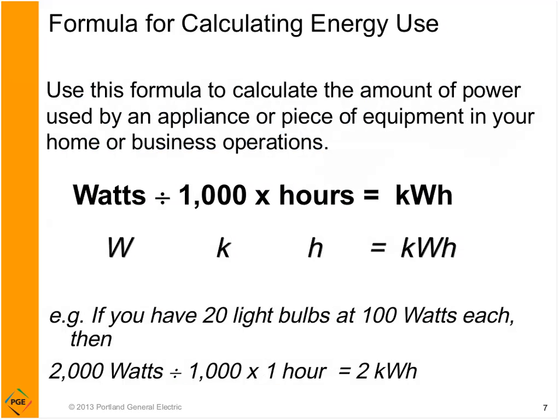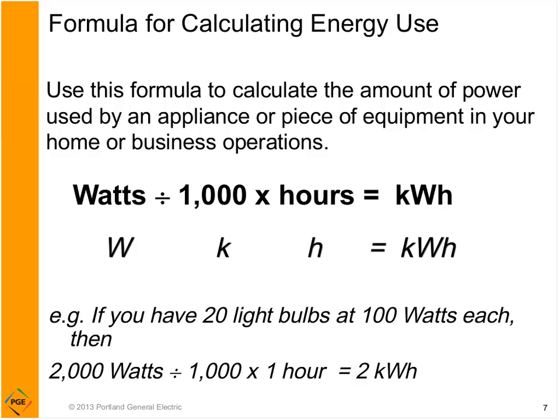So let's get into the formula. Basic formula is find the watts. By federal code, if you buy equipment, it is going to have a label that tells you the wattage. If you divide that by 1,000, you get to kW. If you then multiply times the number of hours that equipment is on, you will get to kWh. So watts divided by 1,000 times hours gets you kWh.